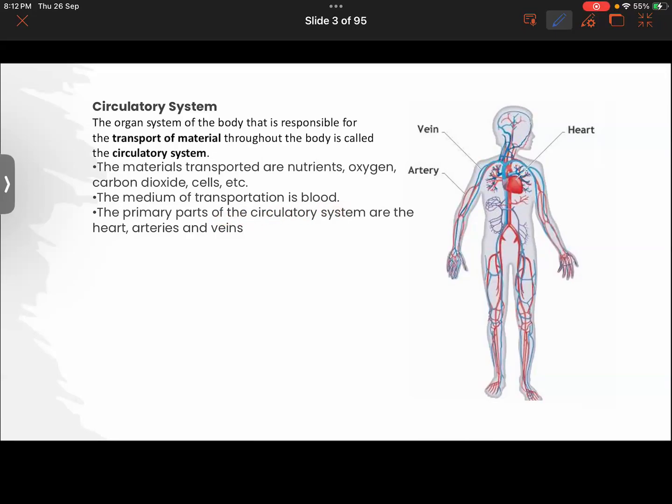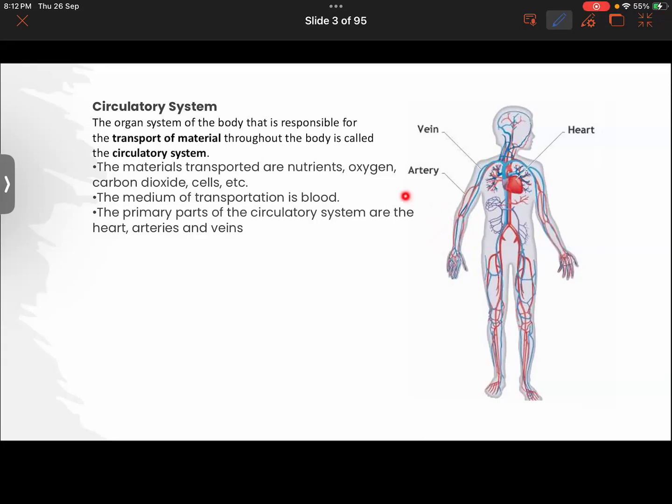Like for example, the medium of transport, if you happen to visit someplace, it could be the car, the bus, the railways, the aeroplanes, etc. That is the medium of transport for us humans. In the human body, the medium of transport is blood.